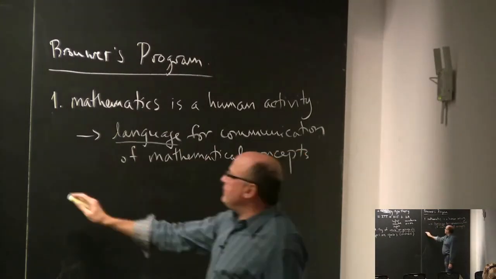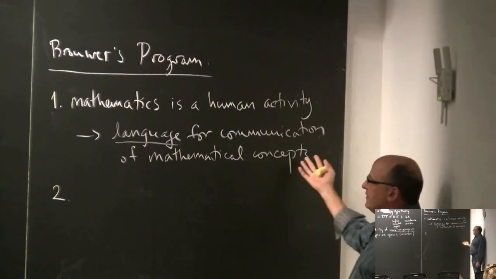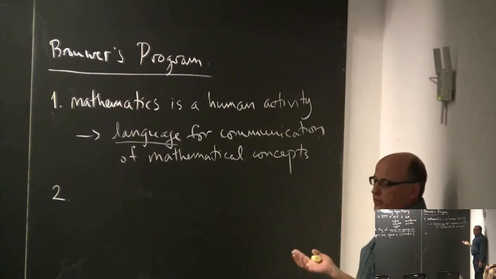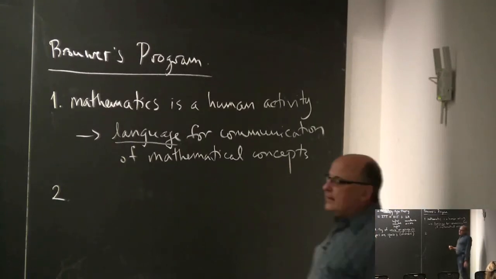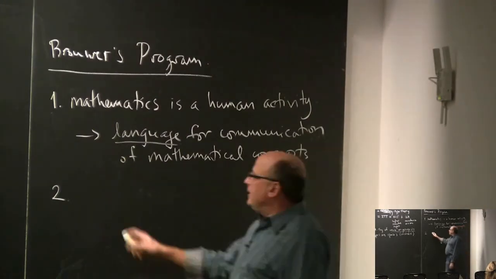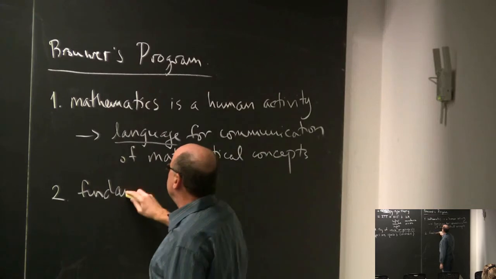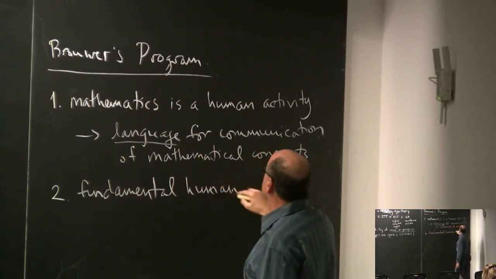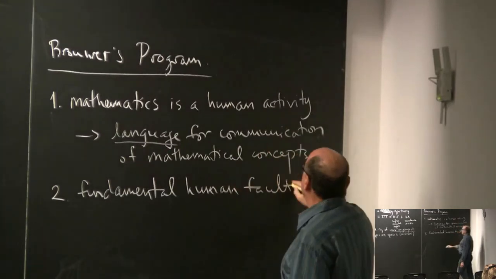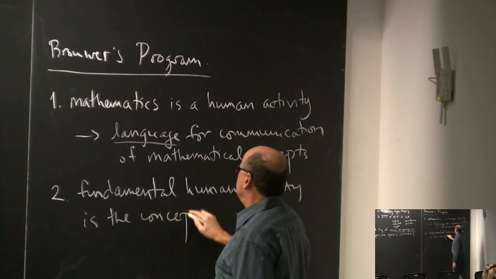So if it's a social process for communicating, you have to ask, at least some idea of mathematics, which was Brouwer's point of view, you have to ask, how is it possible for people to communicate mathematical ideas? And you kind of have to start somewhere. And Brouwer's point of view is that the fundamental human faculty, the human capability, is the concept of an algorithm.